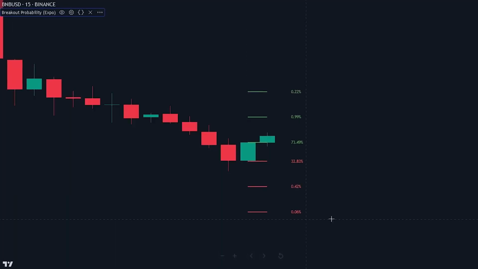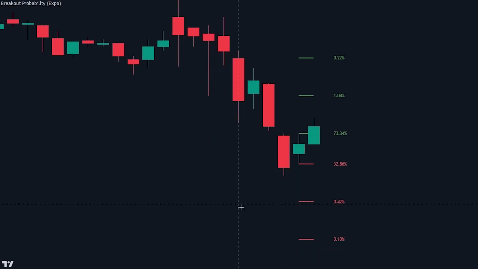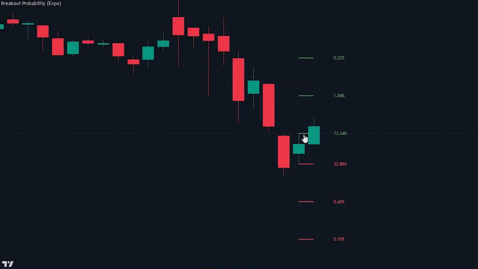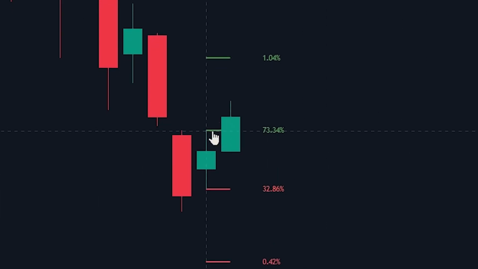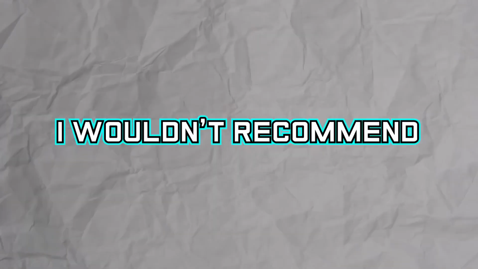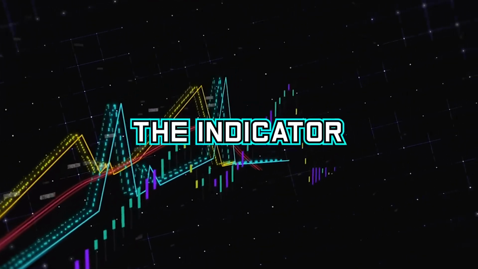Now that we know exactly how the indicator works, let's take a look at how we can properly read and use the indicator. The most basic way of reading the indicator is by looking at the percentages and seeing if the price action is going to form a green or red candle. As you can see here, there was a 73.34% chance of the candlestick being bullish and breaking above the previous candlestick. And if we take a look at the candlestick, we see that it indeed broke above the previous candlestick. Even though this is the easiest way of using the indicator, I wouldn't recommend using it on its own with this method. In fact, there are a lot more profitable ways of using the indicator, so let's take a look at those.